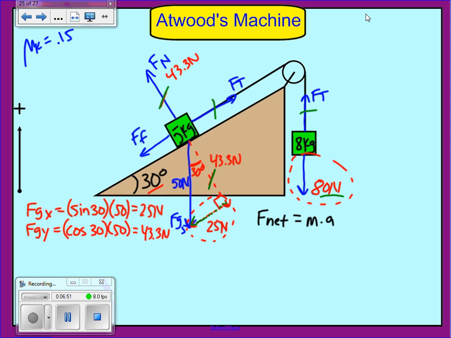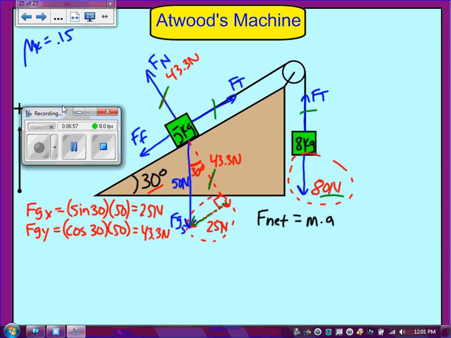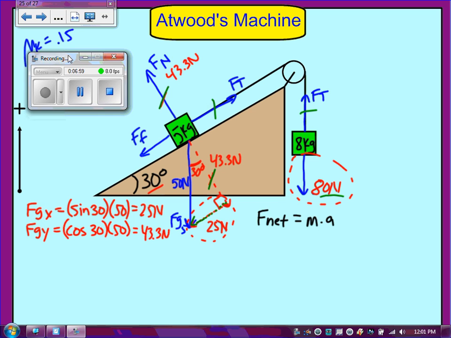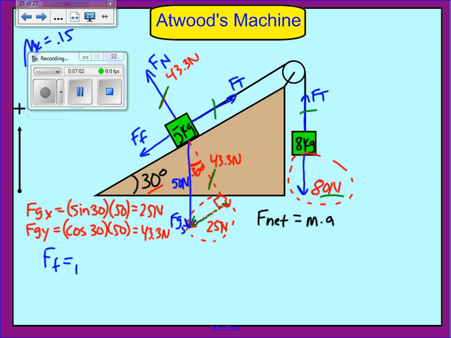Now that we know that, we need to figure out what the force of friction is. So let me move this up here, get that out of my way. All right, my force friction is going to be my mu times my force normal. Well, my mu is 0.15, and the normal force acting on the 5 kilogram block is the 43.3 newtons. Notice it's not 50, it's 43.3 because the normal is equal to the gravity y. So my force friction is approximately 6.5 newtons of frictional force. So I'm going to write that up here in my force diagram.